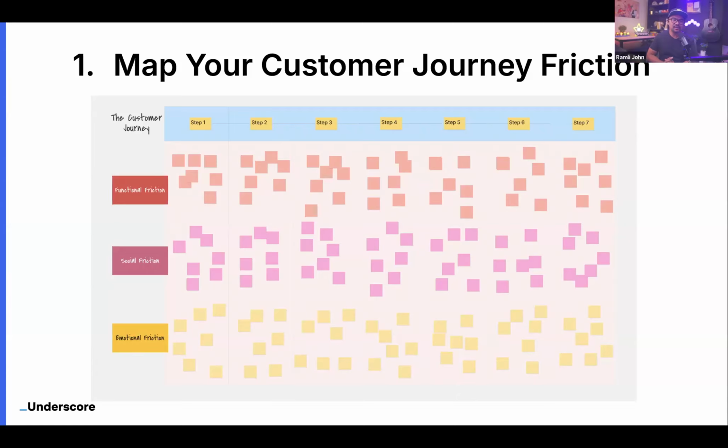I have this template that I use, and the idea is that after you map out each of the things that you want your customers to do, you ask: what are some potential functional frictions they might have? What are challenges they might have in how they do that thing? What are some social frictions? Things that require them to connect with somebody else? And what are some potential emotional frictions they might have?